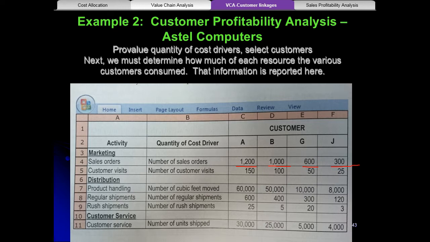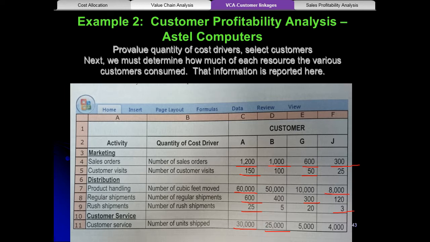Interestingly, G didn't require as many visits as A. What about product handling? Well, A moved much more cubic feet than J. What about regular shipments? A had double the amount of G. What about rush shipments? A had the most, J didn't have many at all. What about units shipped? A had 30,000, B had 25,000.